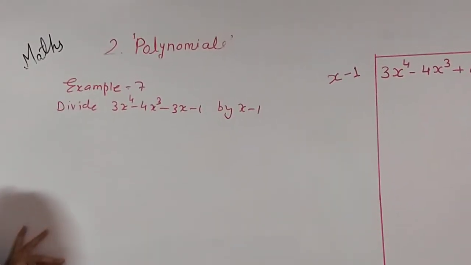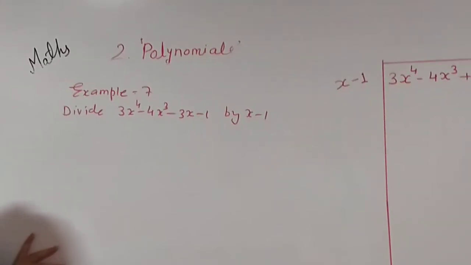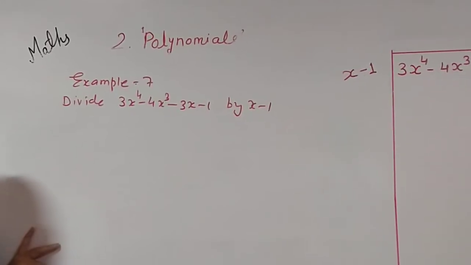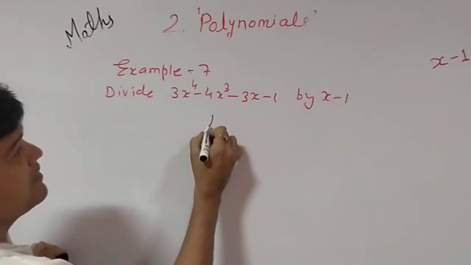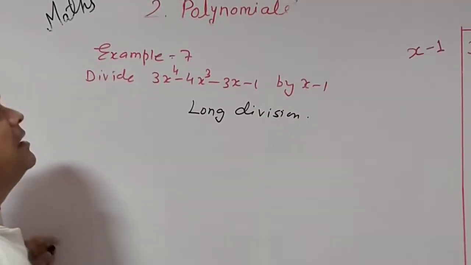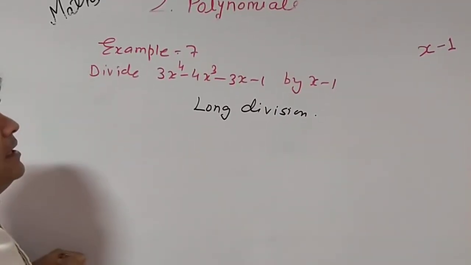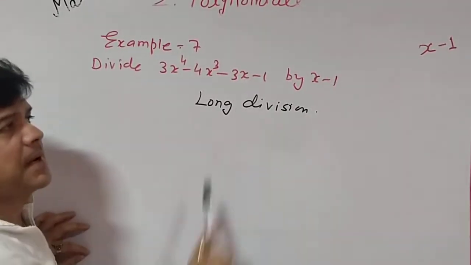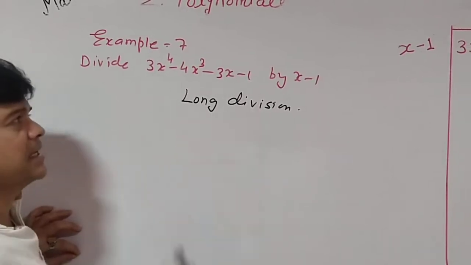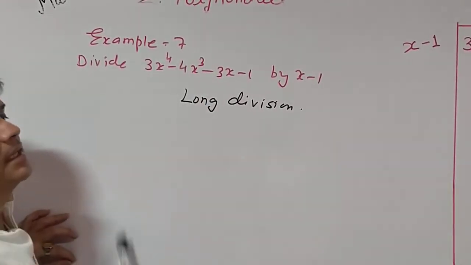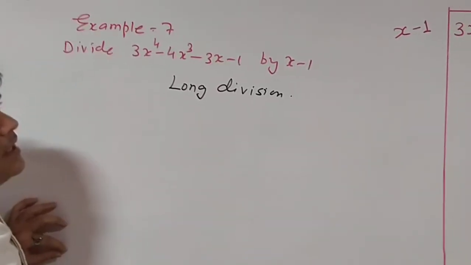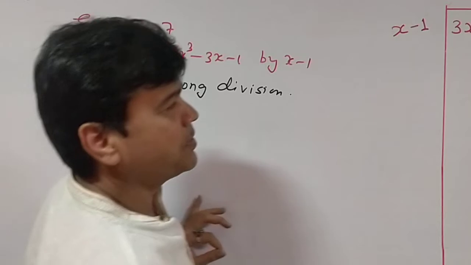Example 7. It is given in the example, but it's a little bit tough, so we'll do it. This is the long division method. So you have to solve this by the long division method. Divide this polynomial by x minus 1: 3x raised to 4 minus 4x cube minus 3x minus 1. See, 4, 3, then there must be 2, then 1. So here the term of x square is not given, so you have to add the term of x square.